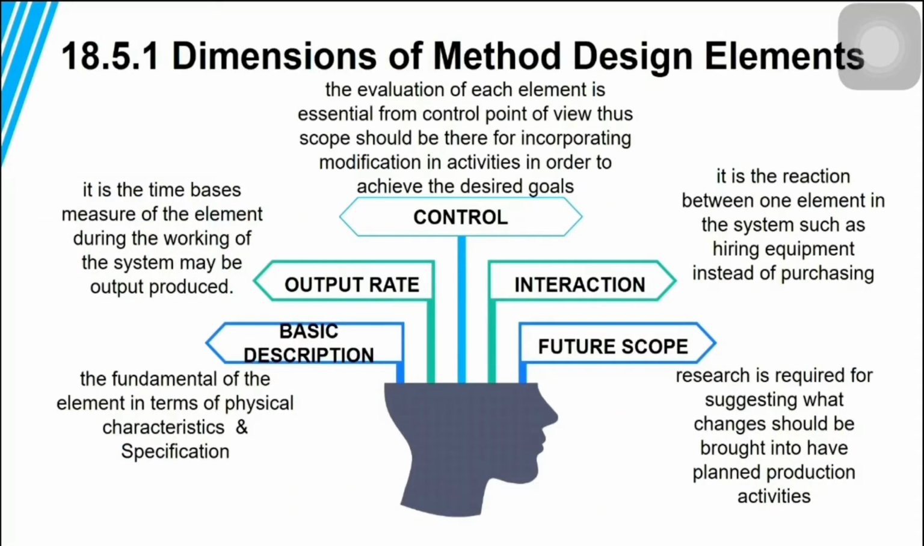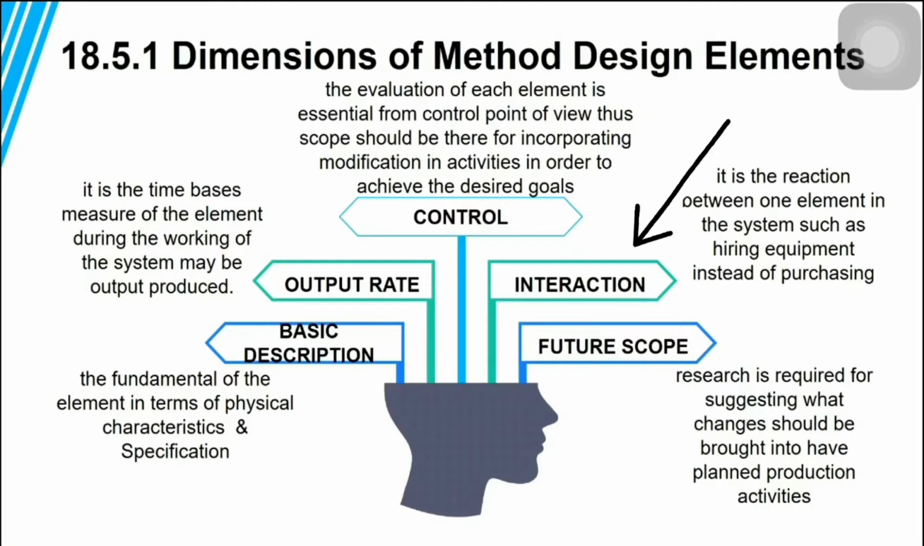Dimensions of method design elements. First, the control. The evaluation of each element is essential from a control point of view, thus scope should be there for incorporating modification in activities in order to achieve the desired goals.